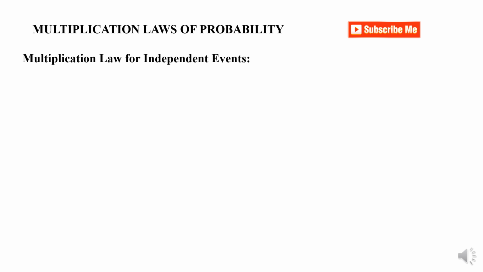Today's topic is the multiplication laws of probability. What are the multiplication laws of probability? There are two laws basically. Number one is the multiplication law for independent events, and the other is the multiplication law for not independent events. We will discuss both of them one by one. The first one is the multiplication law for independent events.